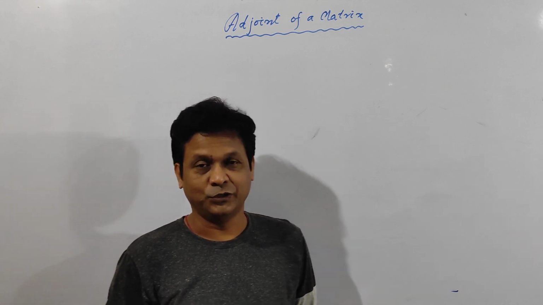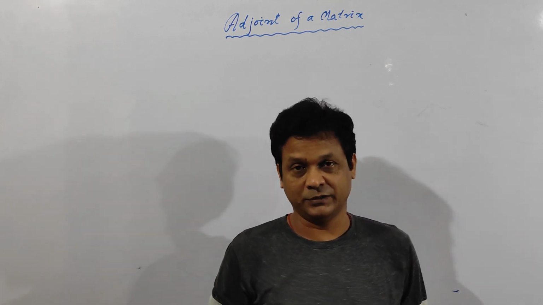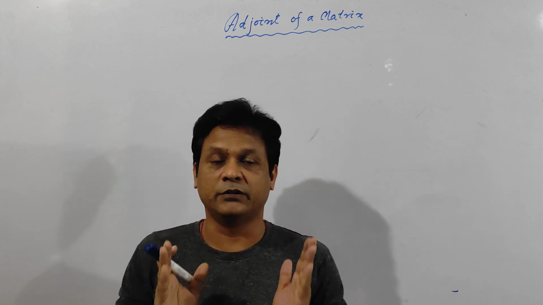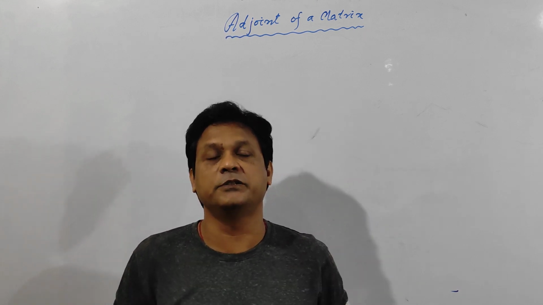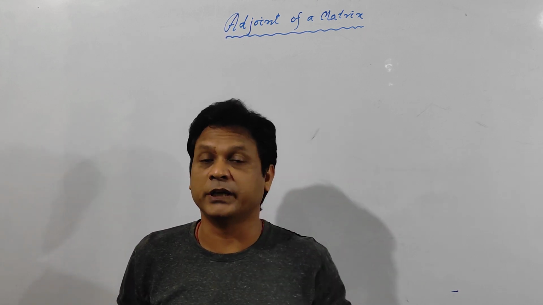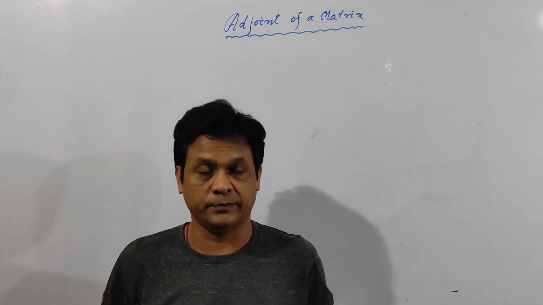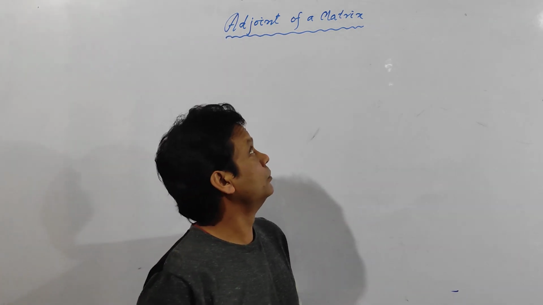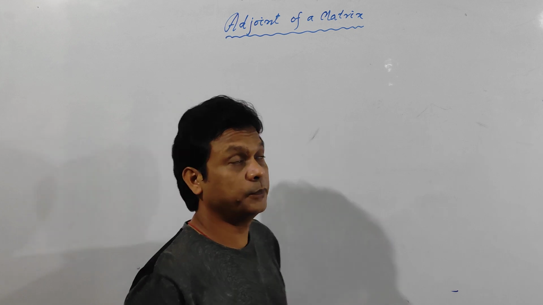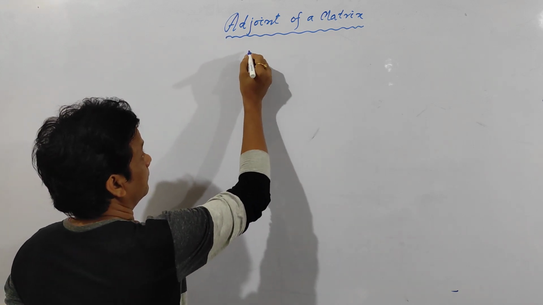Hello everybody. Today I am going to tell you about adjoint of a matrix, how to find out the adjoint of a matrix and what are its properties. And this part is very important in case of matrices. Clear? So let us find the adjoint of a 2 by 2 matrix.